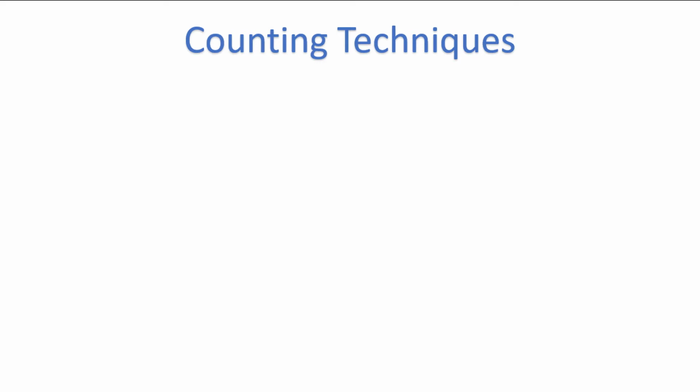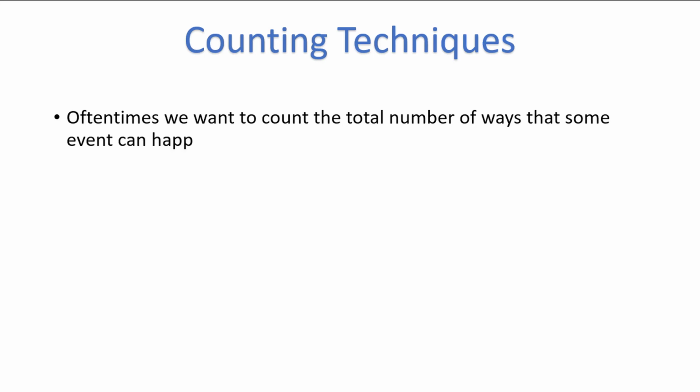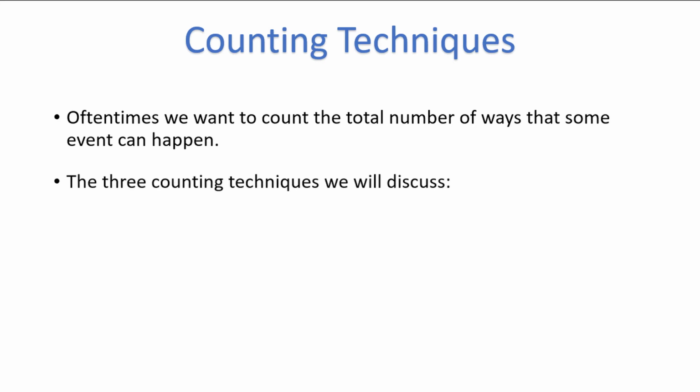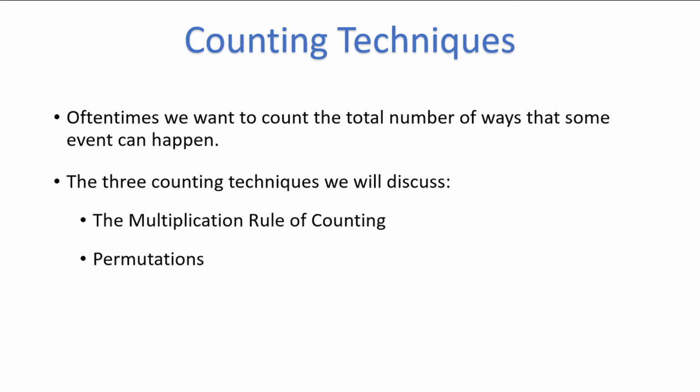Welcome, my friends. Oftentimes, we want to count the total number of ways that some event can happen, or perhaps the total number of possible events in the sample space of a statistical experiment. Being familiar with what are called counting techniques can help us answer more advanced probability questions. The three counting techniques that we will discuss are the multiplication rule of counting, permutations, and combinations. We will look at the multiplication rule of counting and permutations in this video, and combinations in the next video.